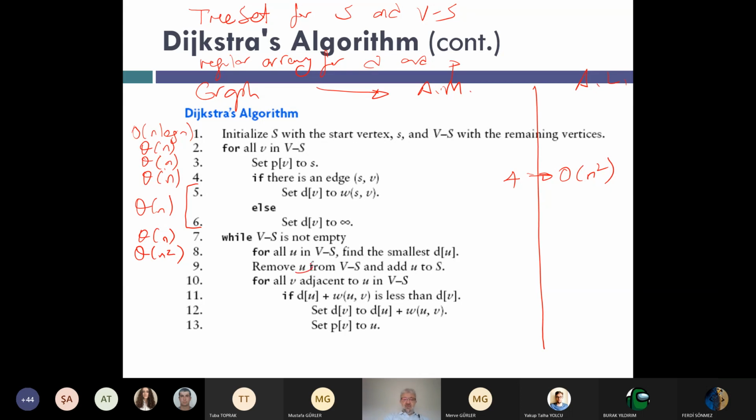So we remove u from V minus S and add it into S. We assume TreeSet, and in TreeSet, remove and add operations take logarithmic time. So this operation will take O(log n) time. Why is it O? Since it may take constant time as well, right? In the worst case, it takes logarithmic time.